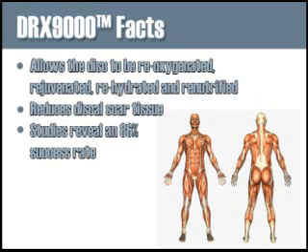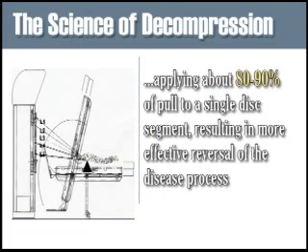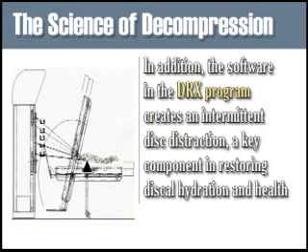The DRX also reduces discal scar tissue, and studies reveal off-the-charts success. What really comes down to it is the angle distraction the DRX uses. You see, we can specify based on angles where we're going to hit and what discs we're going to affect, thereby applying 80 to 90% of the pull to a single segment, resulting in a more effective reversal of the degenerative process. In addition, the DRX software creates an intermittent disc distraction, which is a key to restoring that disc health. Again, before and after MRIs show great results.